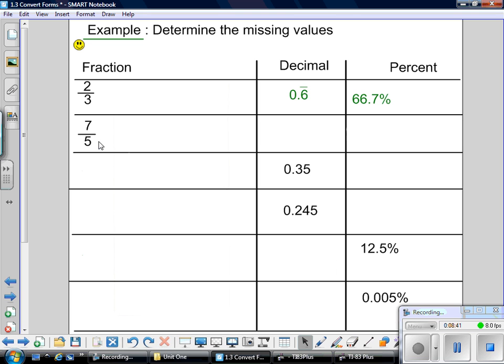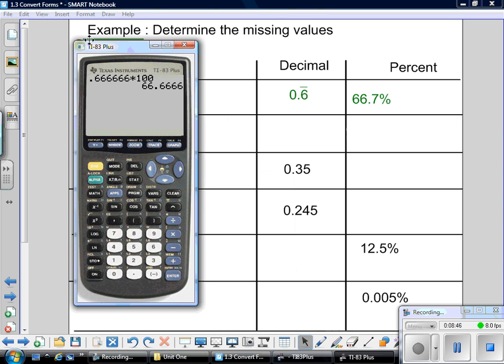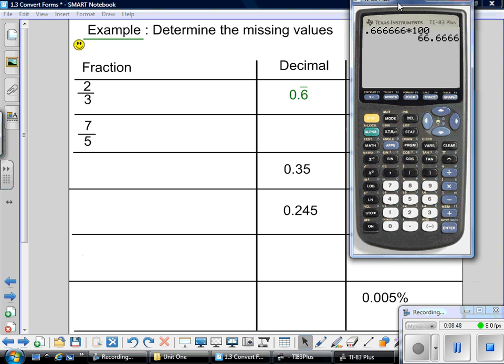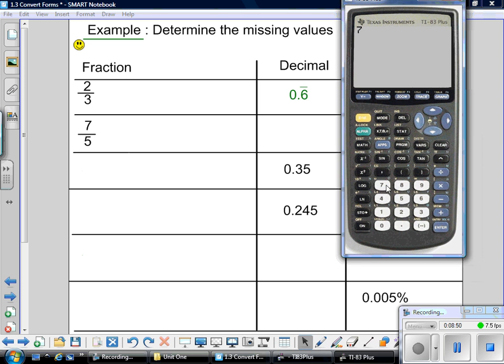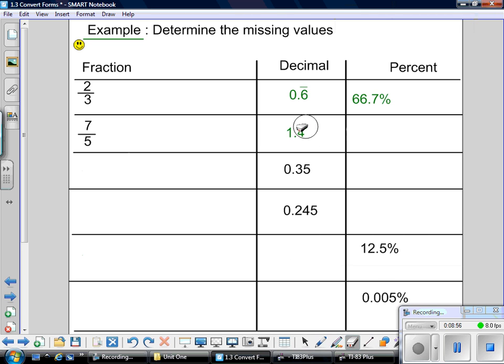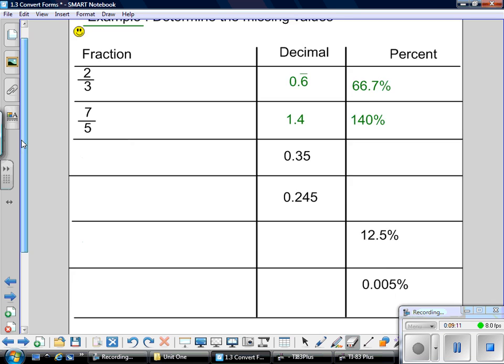Let's look at 7/5 next. Okay, so the first thing I would do is I take out my calculator again, and I would go 7 divided by 5. And when I do 7 divided by 5, I end up with 1.4. So again, put down 1.4 as my answer. Now to change that to a percent, I multiply by 100. 1.4 times 100 would be 140%. So you can have a number larger than 100 for a percent for an answer.